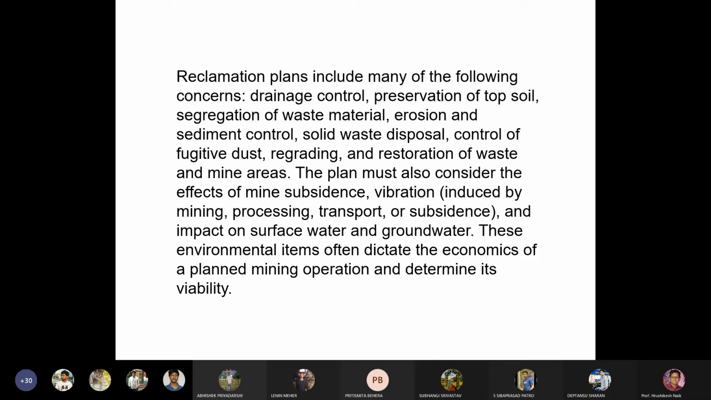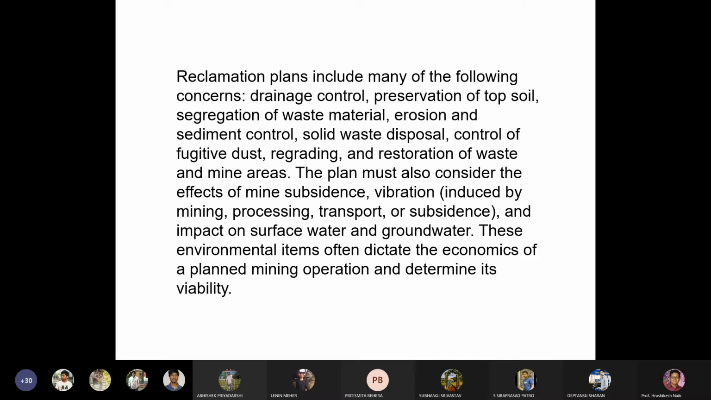You have to control the drainage, and preserve the topsoil, because the topsoil is the soil which contains fertile material, which can assist in growing the trees. Preservation of topsoil, segregation of waste material, erosion and sediment control, solid waste disposal, control of fugitive dust, regrading and restoration of waste and mine areas.